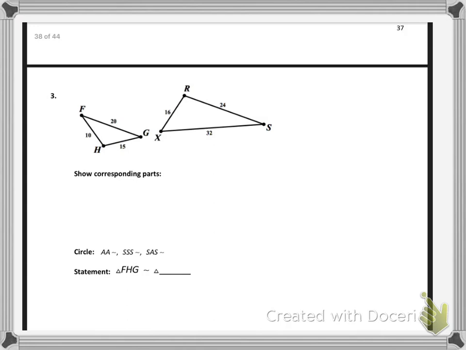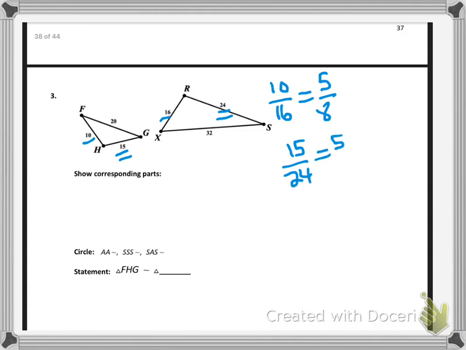Alright, this one I don't have any angle information, so I'm going to have to rely on the sides. And since I don't have any angles, I have to check all three pairs of sides. I'm just going to start with the shortest one. So I have a 10 over here. The shortest one I have here is 16. So 10 over 16. 2 goes into both of those, so that reduces to 5 over 8. Okay, the middle sides, 15 and 24. 15 divided by 24. 3 goes into both of those. That's 5 over 8 again.